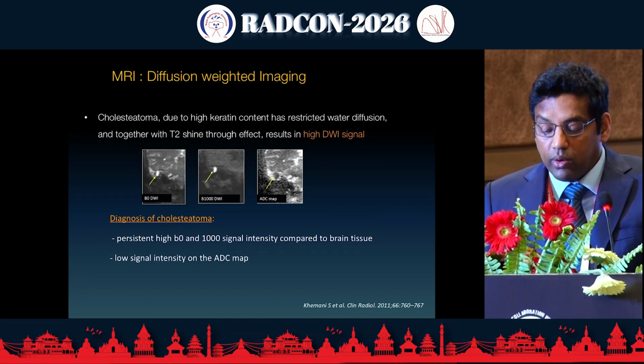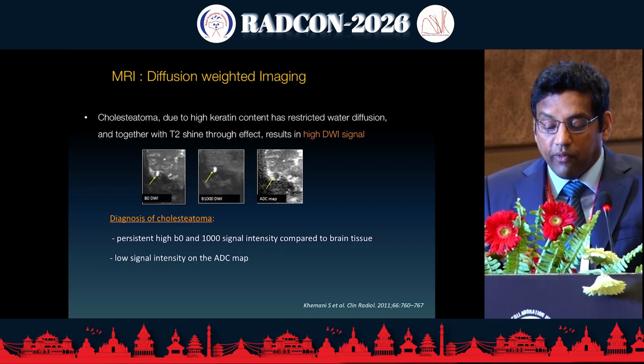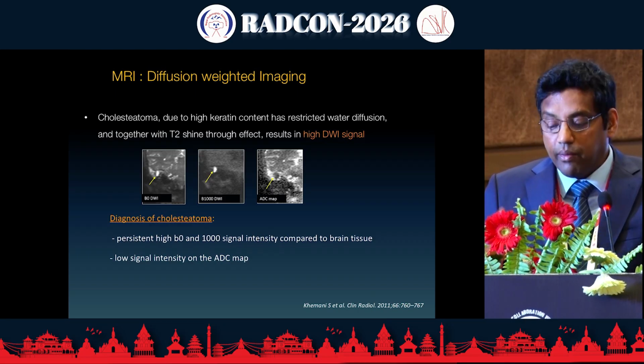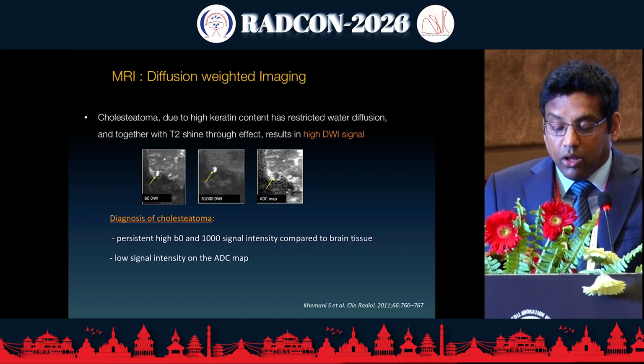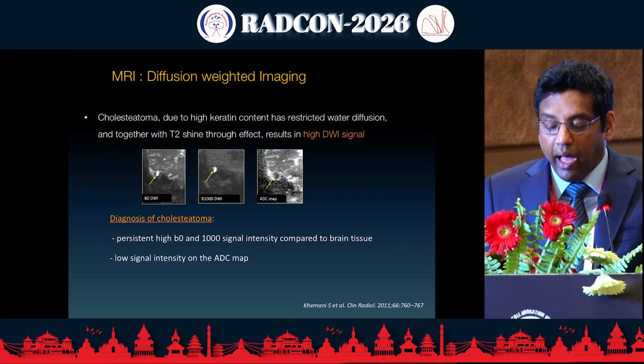So how does it work? Because of the keratin content, it has restricted diffusion and high T2 shine effect without high DWI signal. We normally do two B values, B0 and B1000: bright on B0, bright again on B1000, and low ADC values. So we need all these three to make the radiological diagnosis of cholesteatoma. High, high, low.